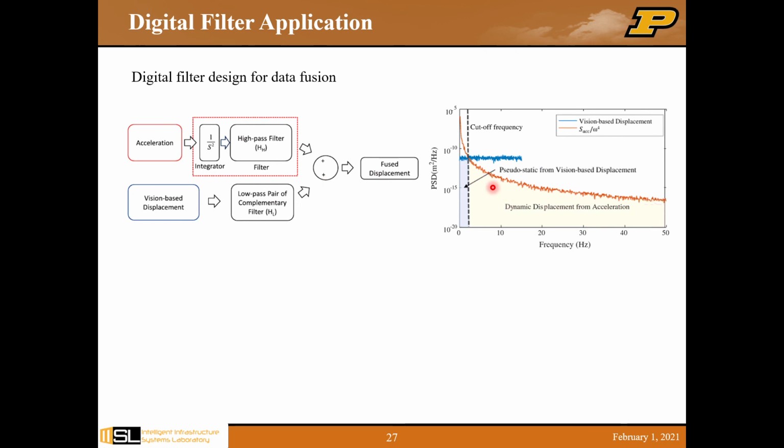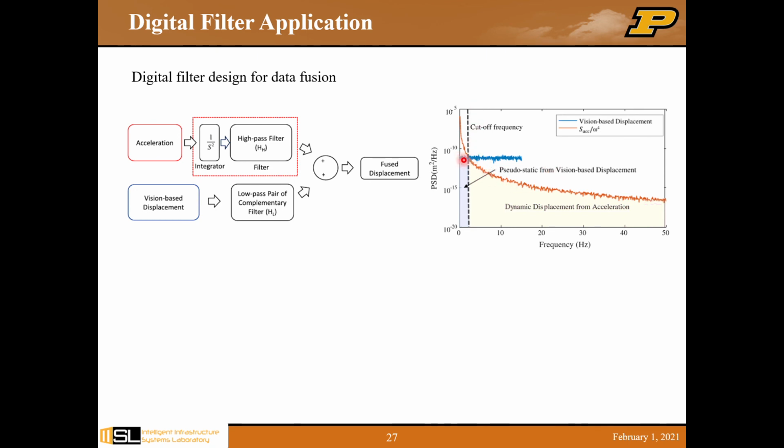Think about that. We can fuse the data from these two sources of measurements. This is how it looks in the frequency domain. The orange curve corresponds to the acceleration signal, and the blue curve corresponds to the vision-based displacement.